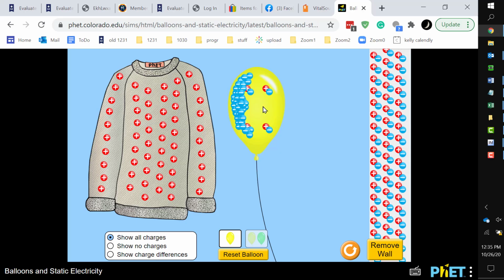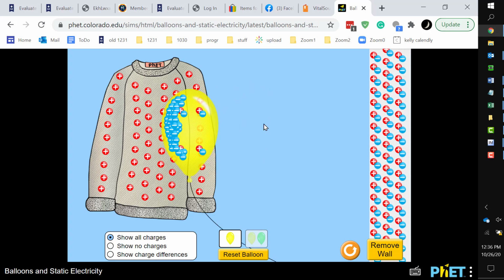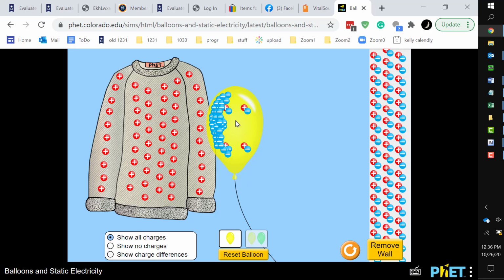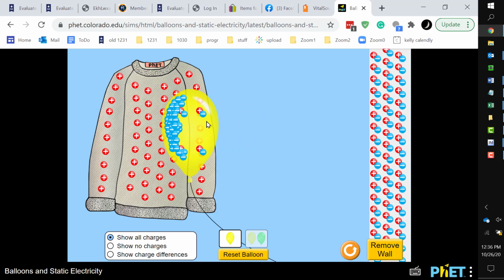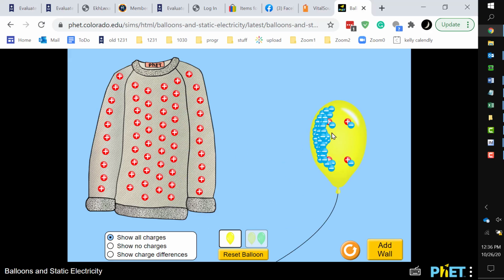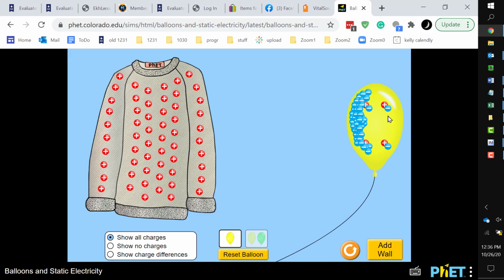Now, I'm holding this balloon right now with my cursor, but if I let it go, is it going to be attracted to the sweater or repelled from it? Right, the sweater is positive, the balloon is negative. So if I let it go, boop, it's attracted. Now, if this simulation was written well, it should feel a stronger force when it's closer. But if I bring it further away, here, let me get rid of the wall. But if I bring it further away, it should not slide over quite so fast right away.